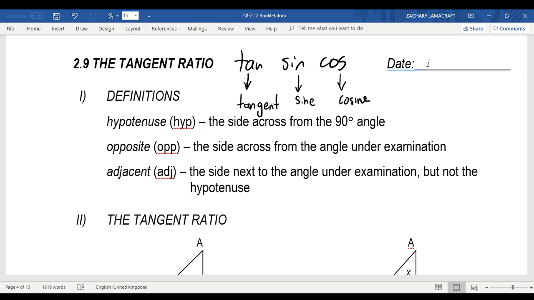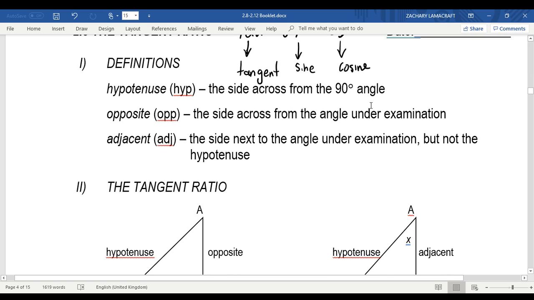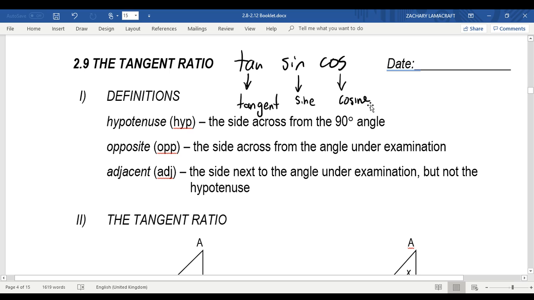Now, each of these is a ratio of two different sides, whether we're using the hypotenuse, the opposite, or the adjacent. Right now you might not have an idea of what I mean by that, but you will as we go further. The hypotenuse, once again, is the side across from the 90-degree angle, the opposite is the side across from the angle, and the adjacent is the one right beside the angle we're looking at.